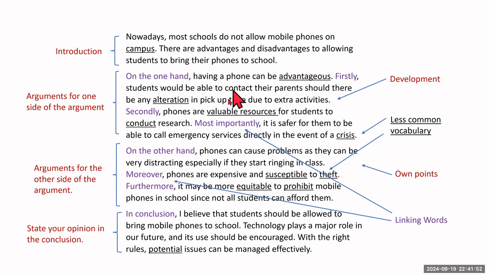So I have 3 points, 2 from the prompt, and I have also my own points. I have developed the points from the prompt. I have used linking words like these in purple. I have also used less common vocabulary like the ones that are underlined.